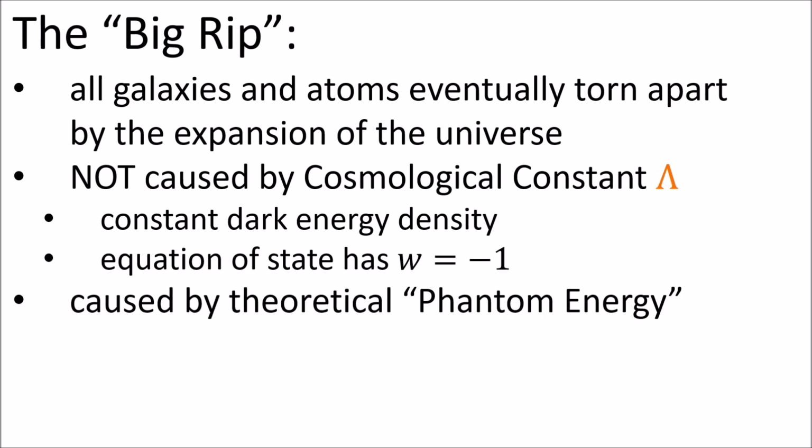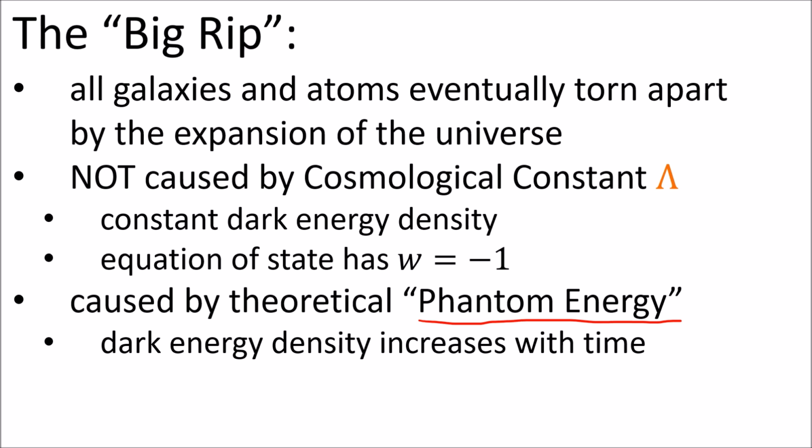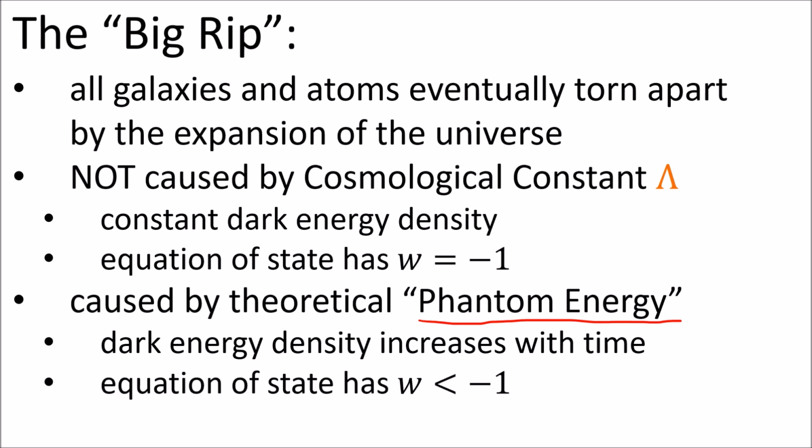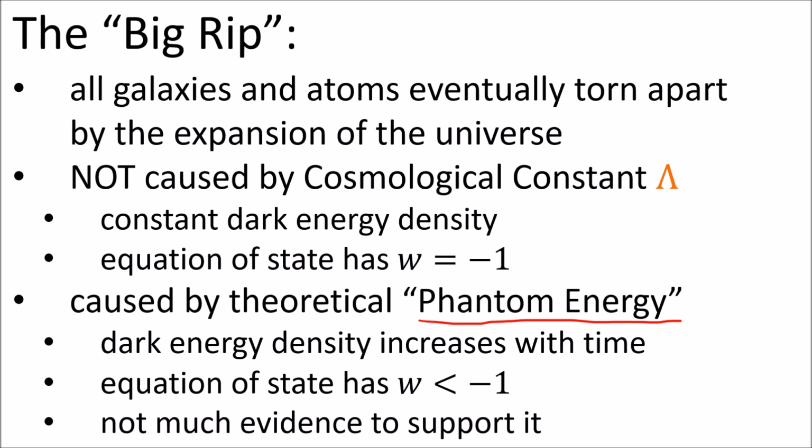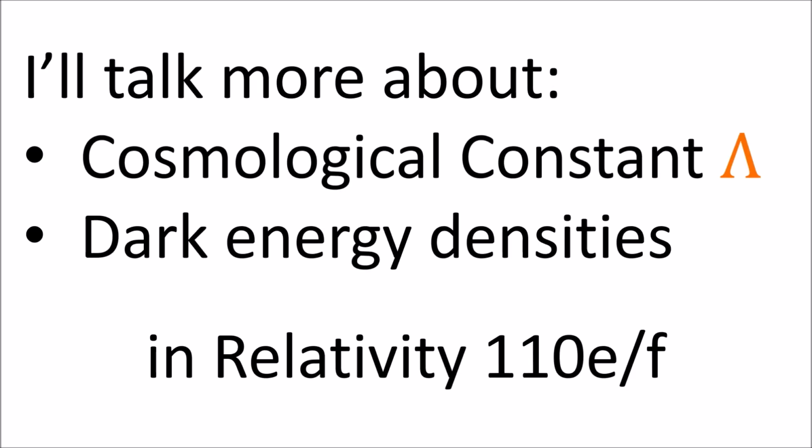Instead, the Big Rip would be due to a theoretical type of dark energy called phantom energy, whose energy density grows over time and eventually overpowers all other forces. But this Big Rip is only a mathematical model, and not much evidence supports it. The cosmological constant is currently the form of dark energy most accepted by the mainstream scientific community. I'll talk more about the cosmological constant and dark energy densities in the next 2 videos.